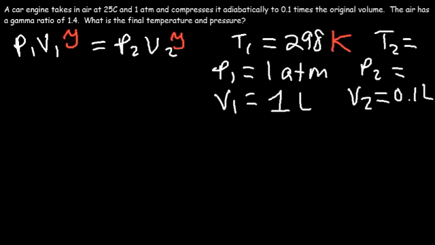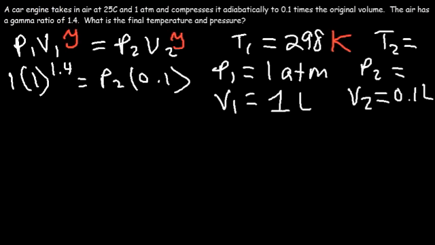So let's begin. P1 is 1, V1 is 1 raised to the gamma, which is 1.4. We're looking for P2. V2 is 0.1 raised to the 1.4. So to solve for P2, it's going to be 1 raised to the 1.4, which is simply 1, divided by 0.1 raised to the 1.4. So P2 is about 25.1 atm.